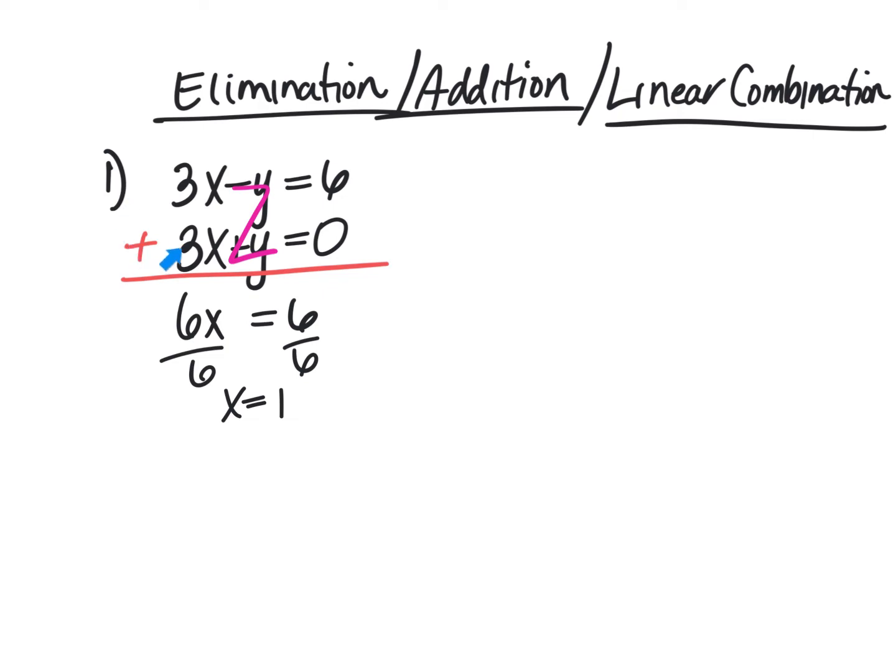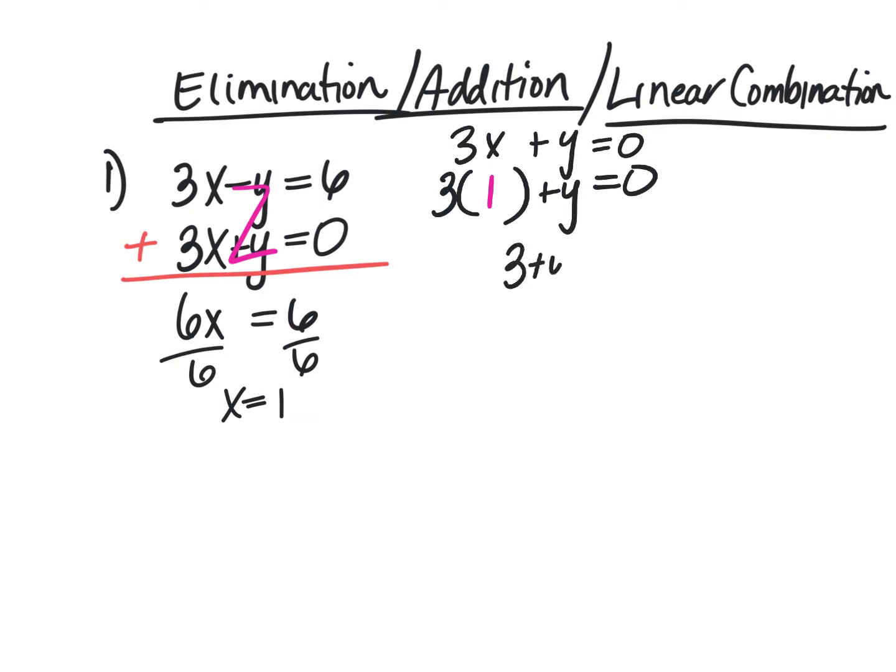Now when I plug it back in, I can plug it back into either equation. Which one would you like to plug it into? The bottom one. I like a positive y, so 3 times x, which is 1, plus y equals 0. I'm plugging it into 3x plus y equals 0. I'm going to get 3 plus y equals 0. Minus 3. And y equals negative 3. So my ordered pair is 1, negative 3.